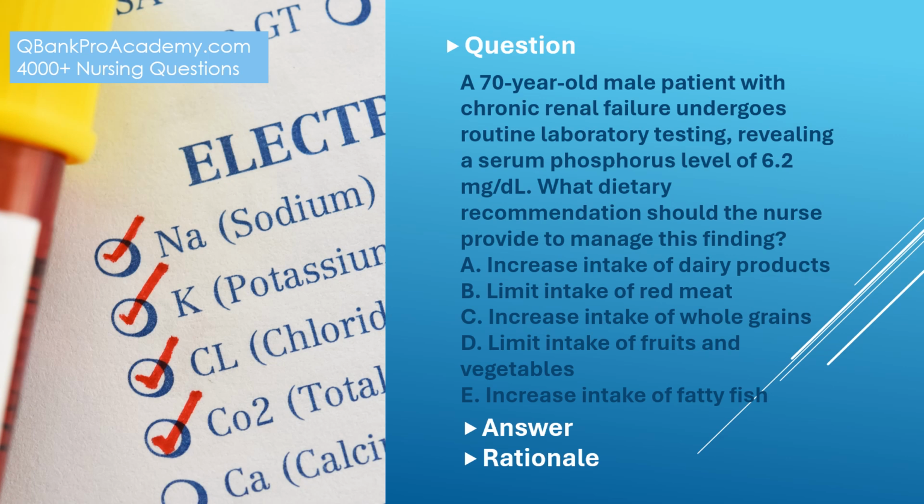Question. A 70-year-old male patient with chronic renal failure undergoes routine laboratory testing, revealing a serum phosphorus level of 6.2 mg/dL. What dietary recommendation should the nurse provide to assist with managing this finding?